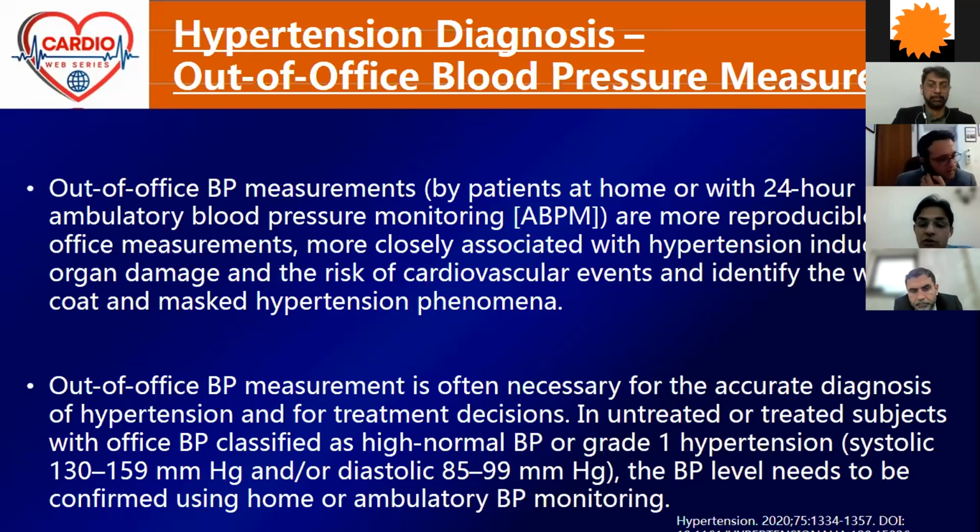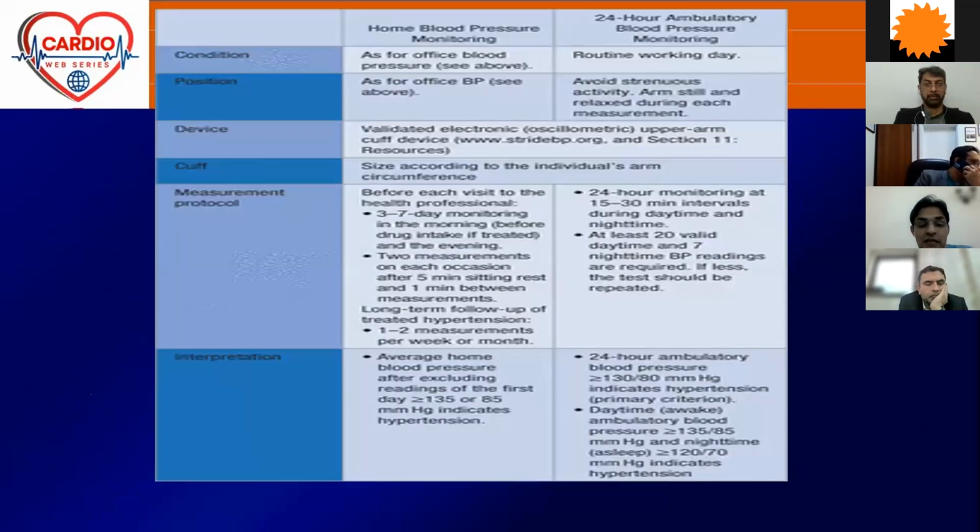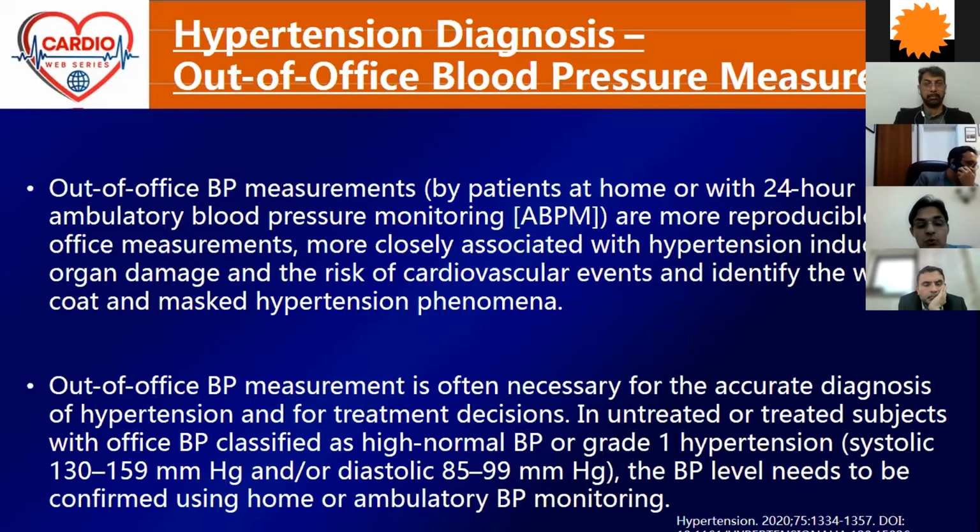In untreated or treated subjects with office blood pressure classified as high normal blood pressure or grade 1 hypertension, which is systolic 130 to 159, diastolic 85 to 99, the blood pressure level needs to be confirmed using home or ambulatory blood pressure monitoring. So again, whenever you have this borderline blood pressure measurement in the office, it's always good to confirm that with home-based monitoring.